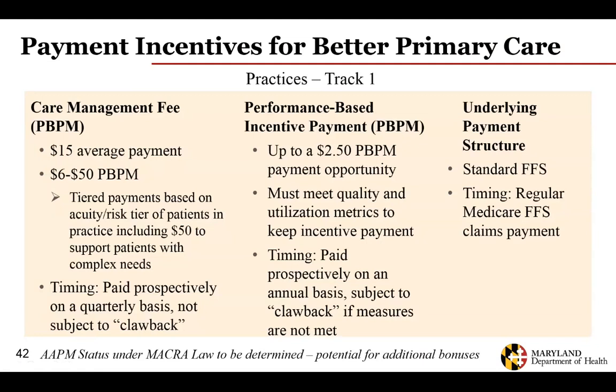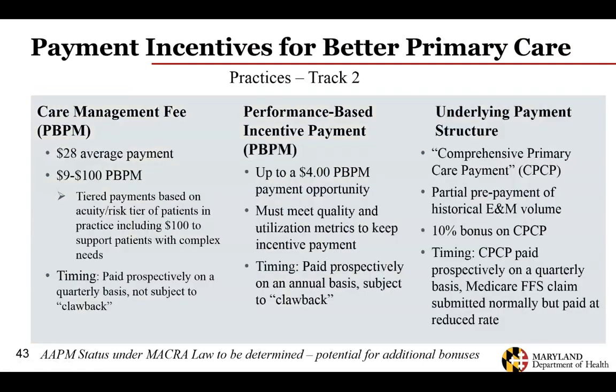Okay. So under track 2, the care management fee is higher because you're asked to do more under track 2. So it goes from $9 to $100. Again, very few people fall into the 100, and these are definitely averages. Any practice may be a little different. The performance-based incentive payment goes up to $4. They do still have to meet the quality and utilization metrics. It is subject to clawback if those aren't met.